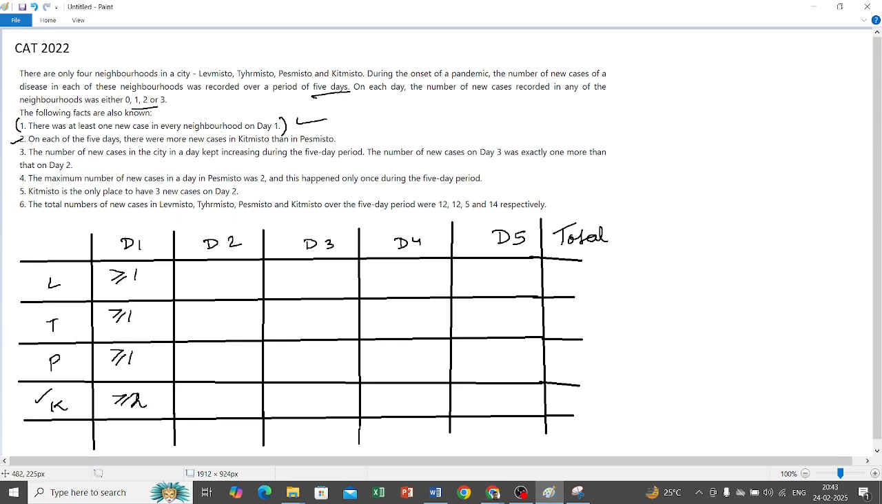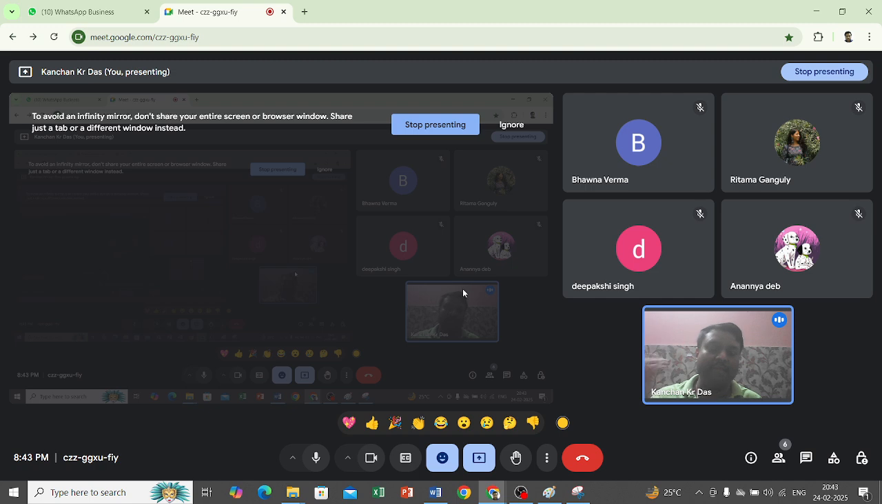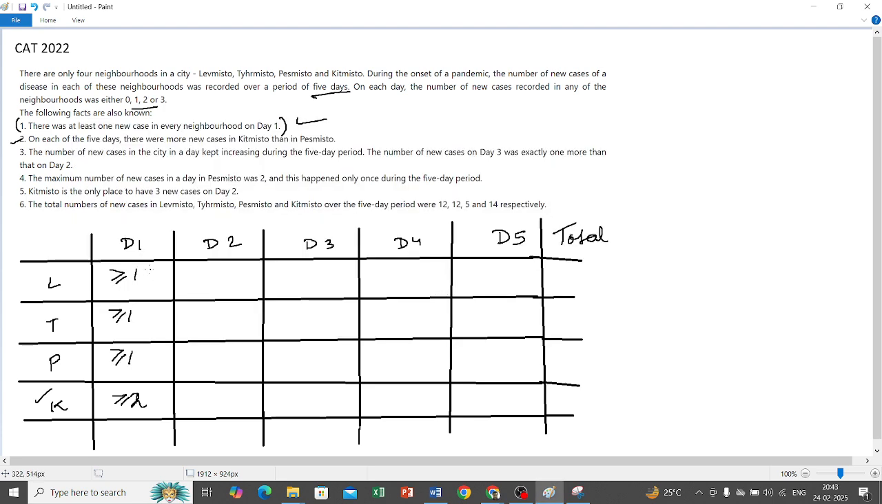So according to the first information, every city has at least one new case. At least means what? You have learned in class 10 in probability, right? At least means kam se kam, right? That means greater than or equal to 1. So every city has greater than or equal to 1 cases. All right.